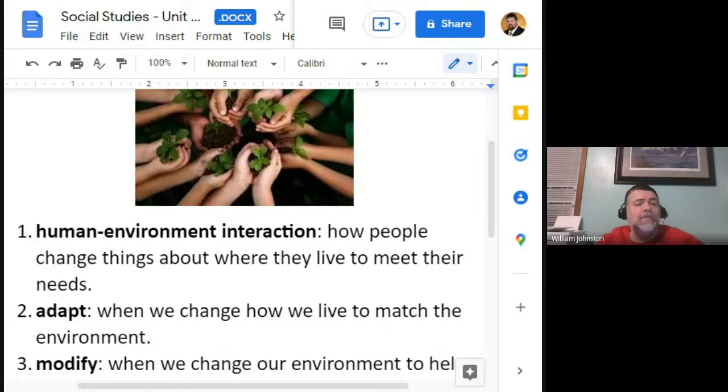Now, the lesson for this week will include the ideas of adaptation and modification and how we can go through those two different processes. I want you to begin to understand that interactions with the environment can be both positive and negative. This is very important for us to learn so that we can realize how our actions impact the environment in positive and negative ways, and that we should make positive decisions so that we have positive interactions with our environment.